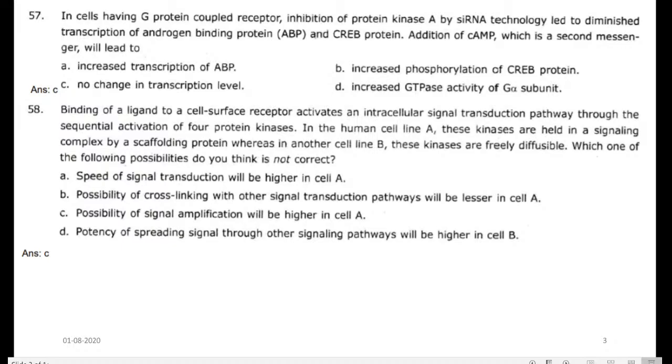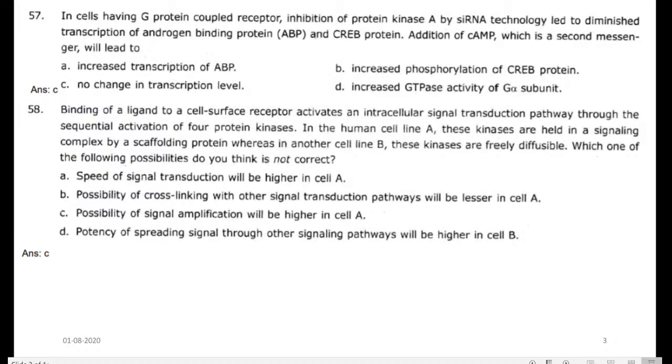So, kinase diffusion. In this concept, what is the wrong possibility? The possibility of signal amplification will be higher in cell A. They provided the statement that the possibility of signal amplification is higher. This statement is wrong. Why wrong? Signal amplification means that the signal multiplies within one particular region.